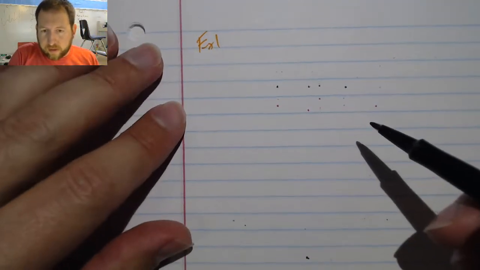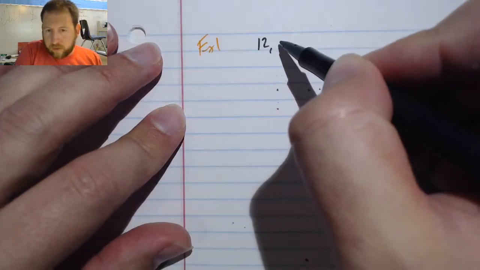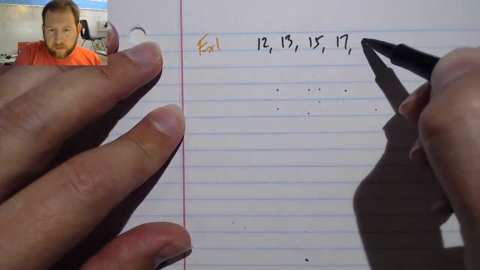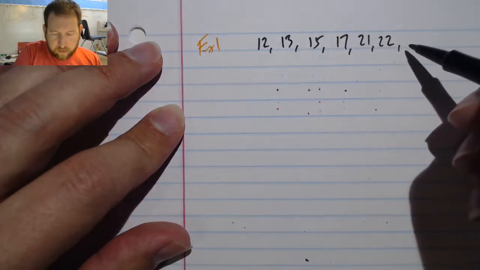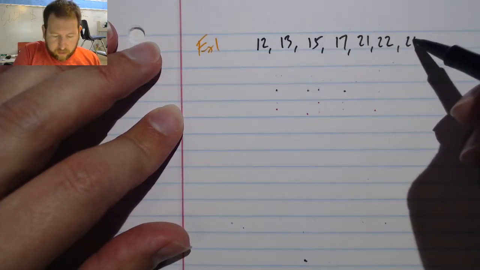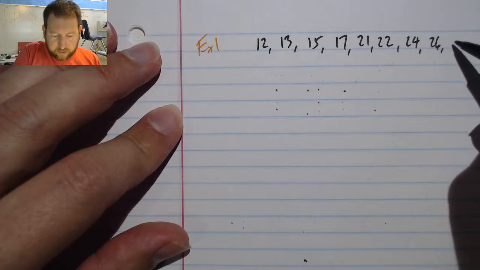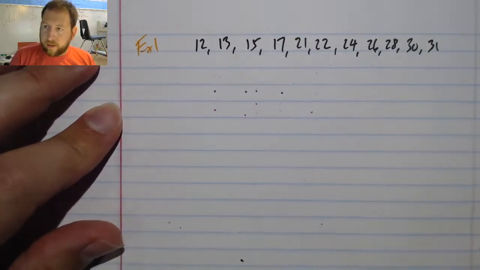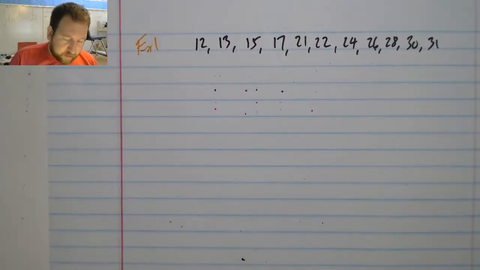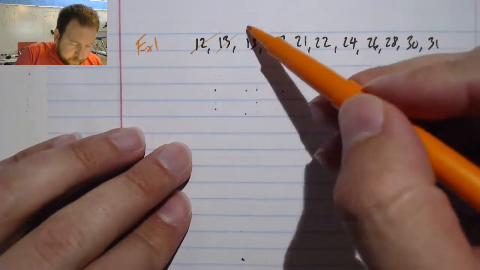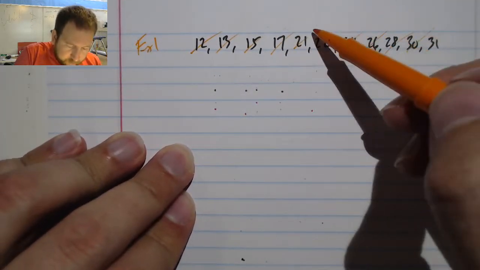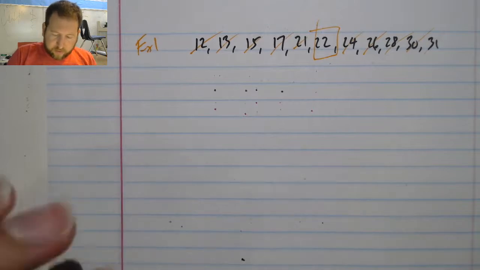Our data goes like this: 12, 13, 15, 17, 21, 22, 24, 26, 28, 30, and 31. Okay, let's find our total median. First step: counting in from both ends. Median of our data is 22.